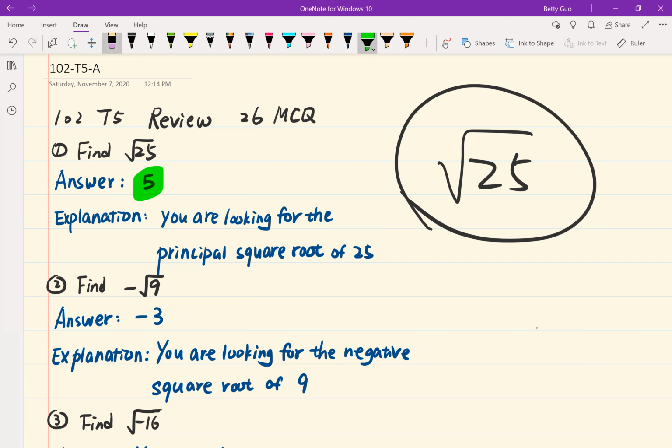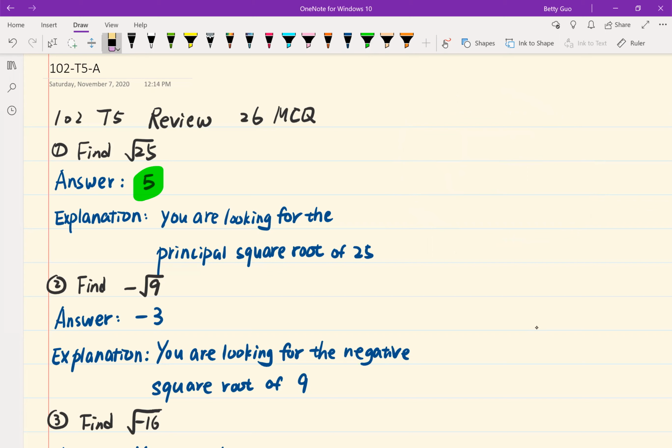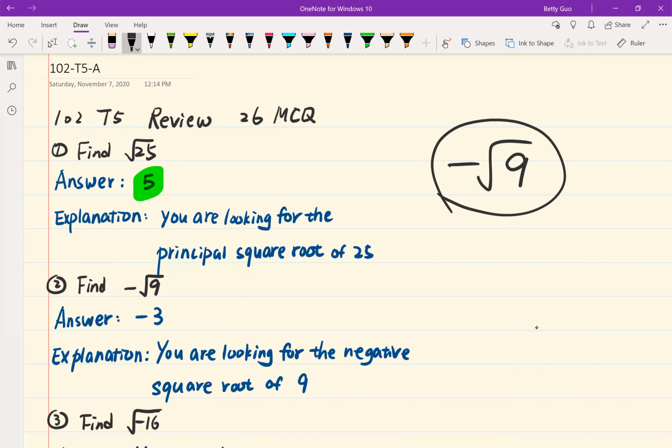Number 2, we need to find the negative square root of 9. This expression represents the negative square root of 9. We know any positive number has 2 square roots. One is principal, the other is the negative. So this notation represents the negative square root of 9. It must be a negative number. Which negative number has a square equal to 9? Yes, so the result is negative 3.